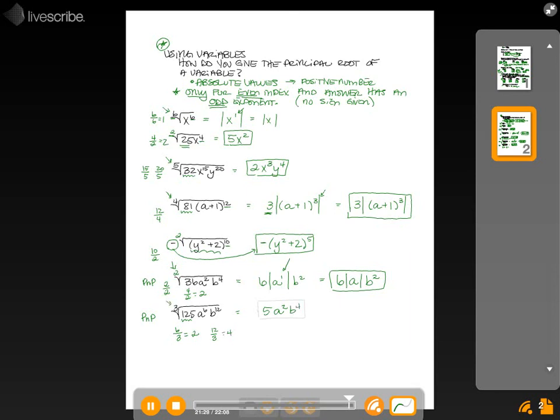Now we had an odd exponent to start with, so there's no reason to worry about absolute value signs. So that's just going to be our answer. 5a squared b to the fourth.